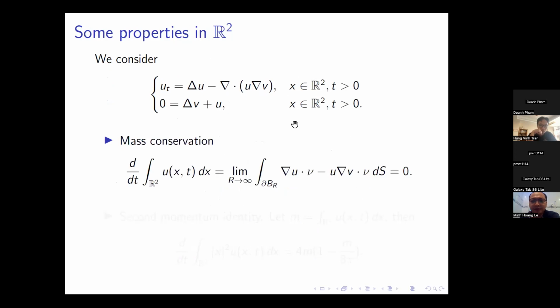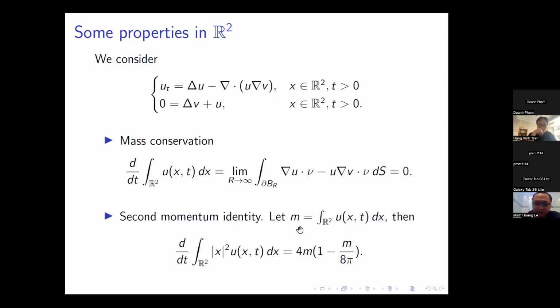The first property: if we assume some decay property for the solution, then we can easily see the mass conservation property. We take the derivative of this, and it is equal to 0. Next is the second moment identity. If we set M equal to the L1 norm of u, and we differentiate this second moment, we are going to get this identity.